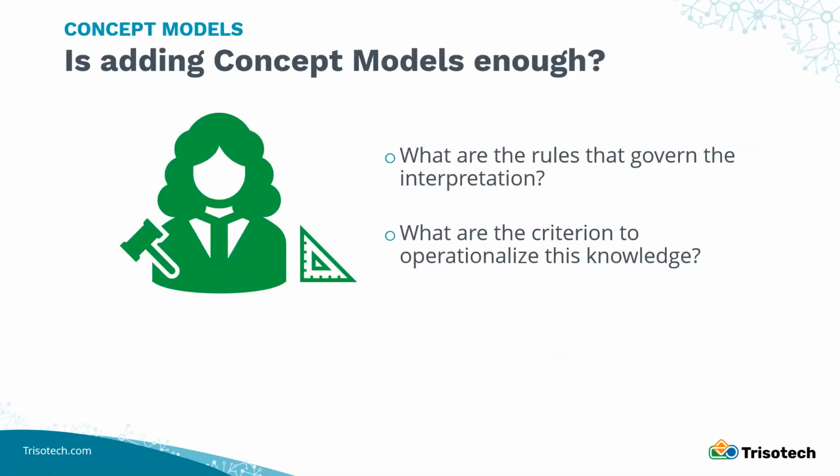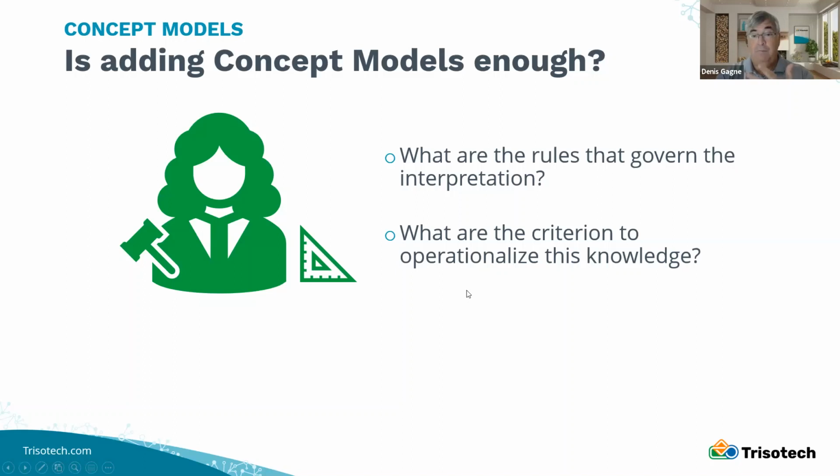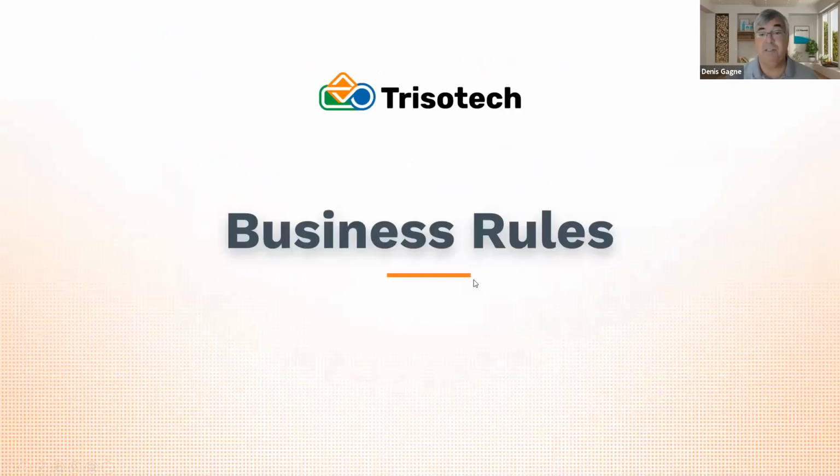Now, the question I have is, is adding a concept model enough? Because I know what Curve 65 is, I have a definition, I have some understanding of what it means within a context. I even have a logic to exercise it right now, and maybe that's the cart before the horse, but what are the rules that govern the interpretation? What are the criteria? What's allowed, what's not allowed? How do I take this? Comes in business rules.